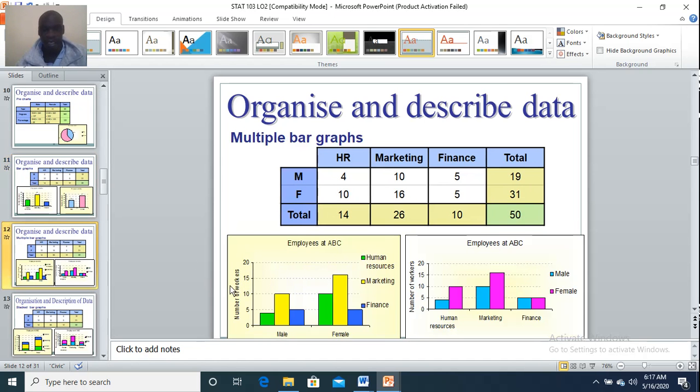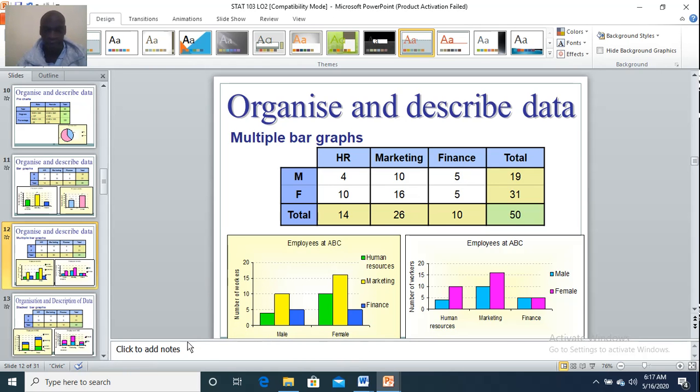Then we may want to, for comparative purposes, of the males, we want to know the bigger number in them. We can see that of the males, the highest number is in marketing. Then of the females, the highest number again is in marketing. So we can use this for comparative purposes.